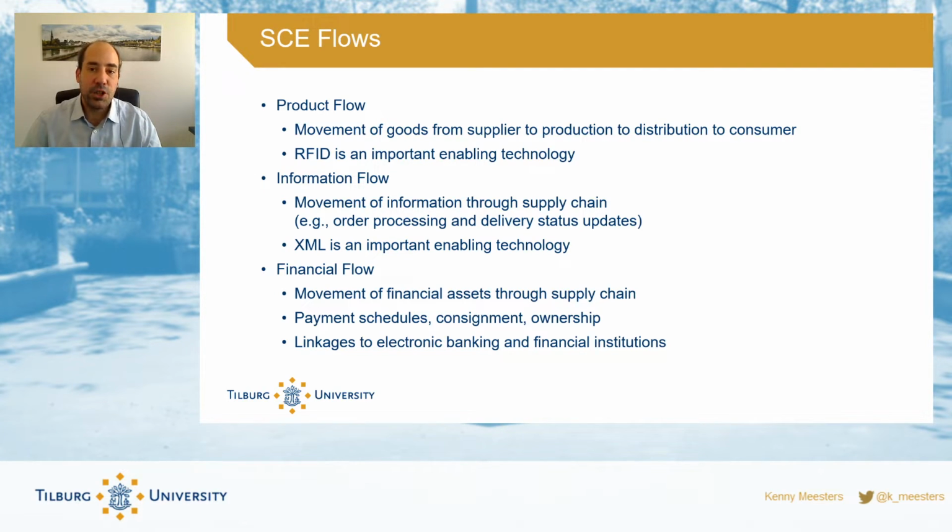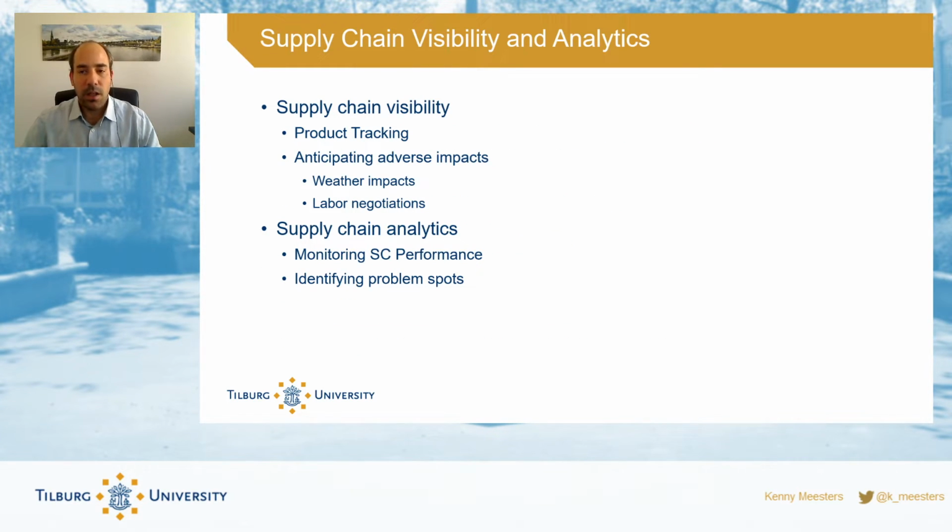And then financial flows are really the financial assets, invoices being sent, consignments, so people are signing off on the goods sent and the goods received, and who has the ownership. And that's often, again, linked to electronic banking and financial institutions, also enabled by the information. We already talked a little bit about that information, and that is a key enabler between the production and financial flows, the product delivery, and the payments, but also in terms of planning and strategy.